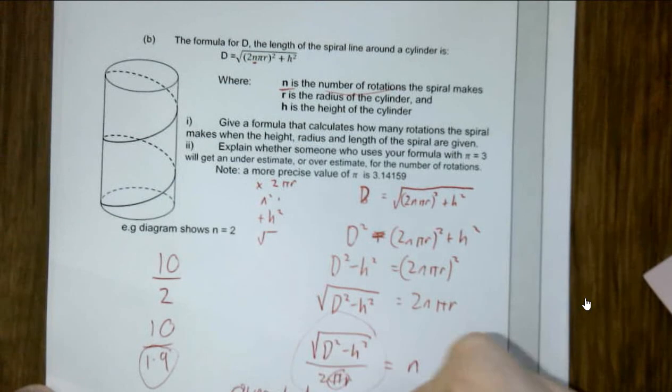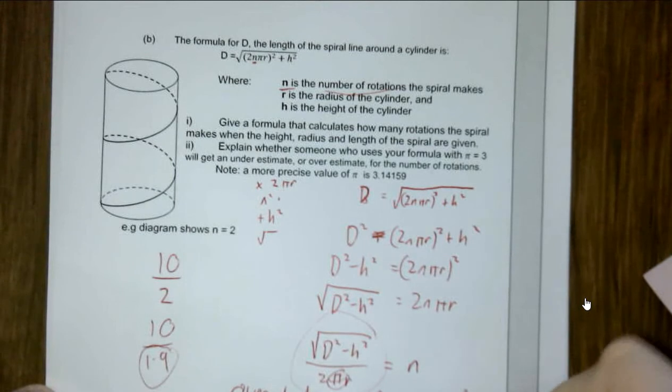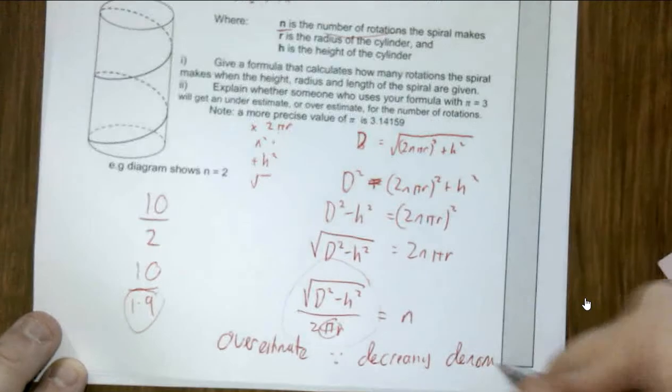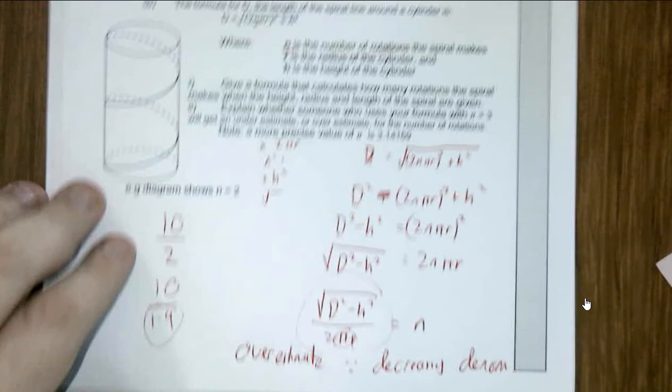So overestimate, you could say because decreasing the denominator. I'm not even on the screen. Okay, it's an overestimate because you're decreasing the number on the bottom. Right, questions on that one?